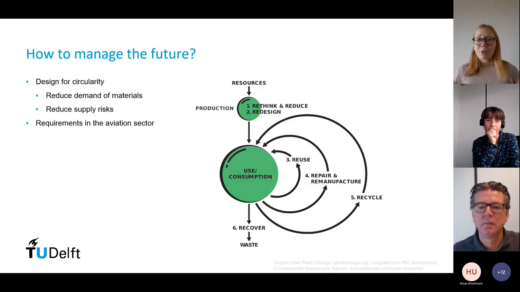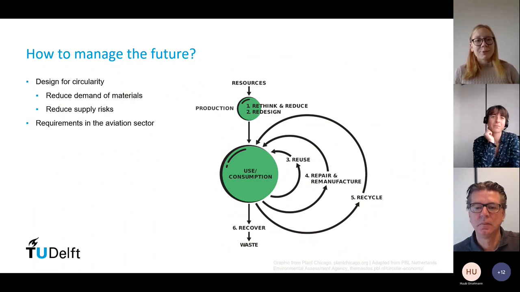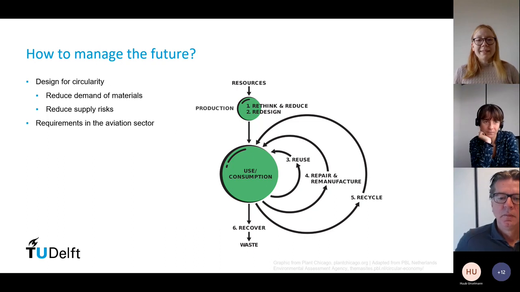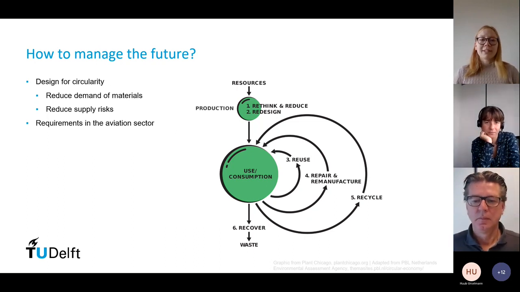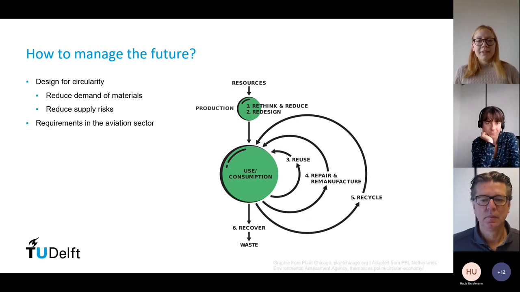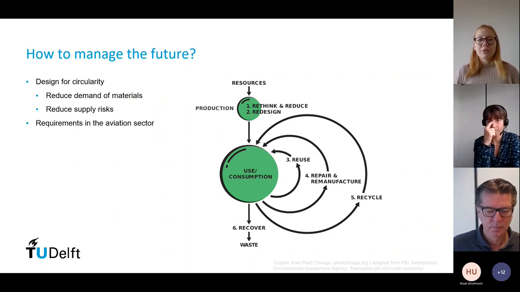Now I've given you a lot of problems, but there might also be some solutions here. So how can we manage this future? One of the key things I want to mention here is the design for circularity. Here you can see the graph where the resources come in towards the production phase. In the production or design phase, we can already think of how we're going to reduce the material demand and material use, whether we're going to substitute the critical raw materials with something else, and what kind of material combinations we are using.